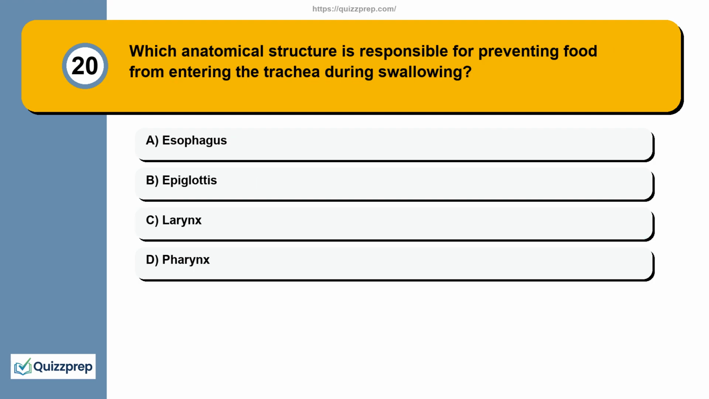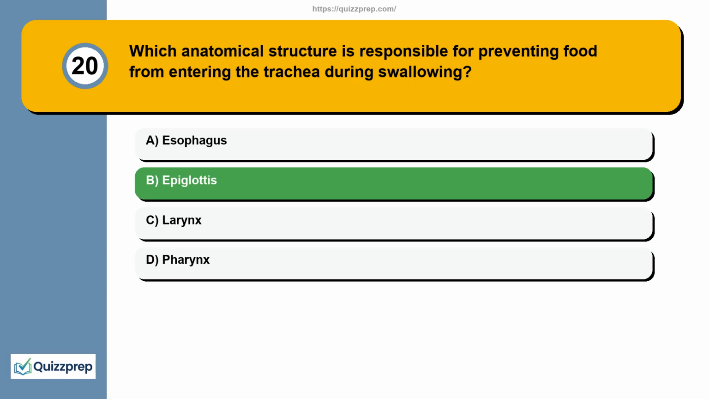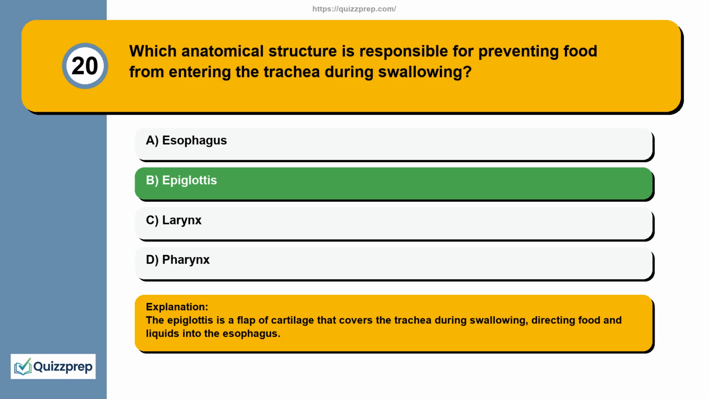Question 20. Which anatomical structure is responsible for preventing food from entering the trachea during swallowing? Here are your options. Option A: esophagus. Option B: epiglottis. Option C: larynx. Option D: pharynx. The correct answer is option B: epiglottis. Explanation: the epiglottis is a flap of cartilage that covers the trachea during swallowing, directing food and liquids into the esophagus.